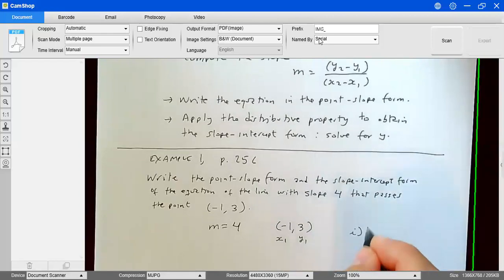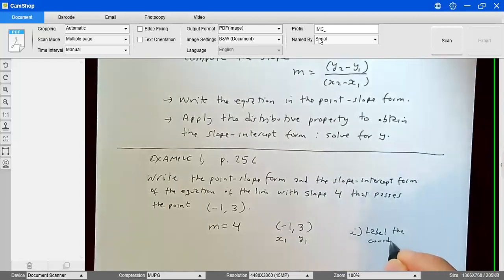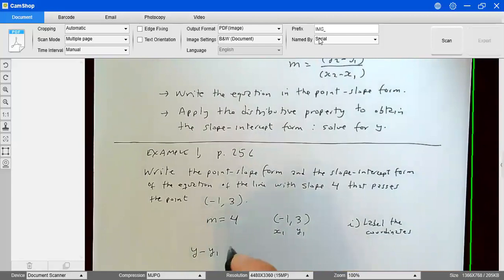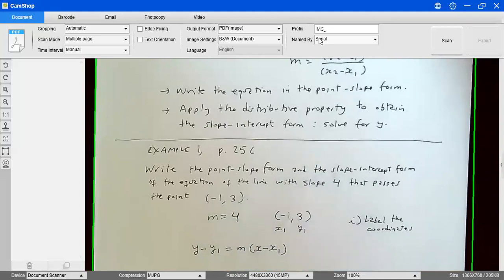Remember, that's one of the steps that we need to do when you need to either compute the slope or, in this case, to write the point slope form. So the point slope form is just y minus y1 equals m that multiplies x minus x1. So we're gonna do the substitution.